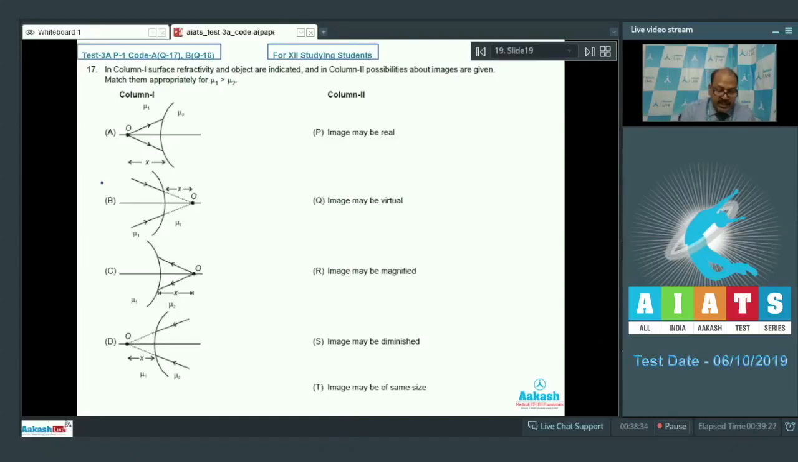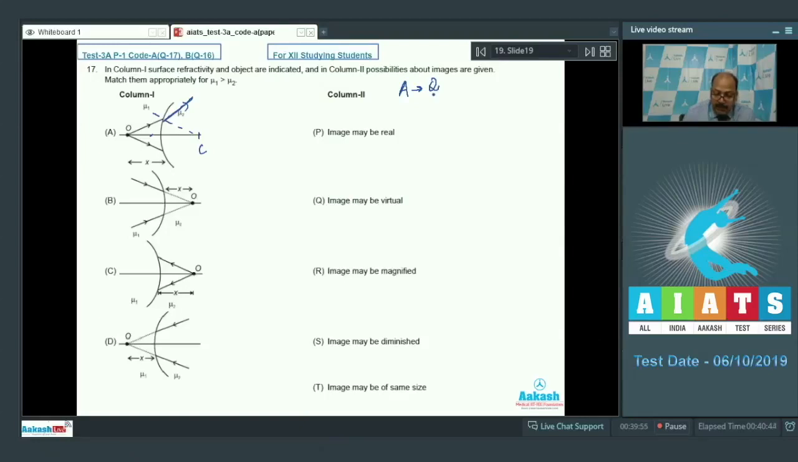So if you simply trace the diagram, suppose we assume, let's say this is the center of curvature, this is the normal. Now the ray, since mu2 is less than mu1, will go away from the normal, which means its original path was like this, it will go something like this. Now if that is the case, then image forms somewhere here. So the image will be virtual. A matches with Q.